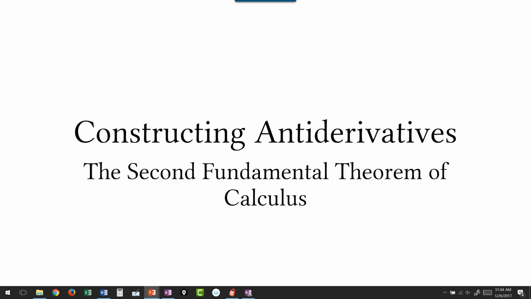Today we look at a way of constructing antiderivatives. And the theorem that will do that for us is called the second fundamental theorem of calculus.